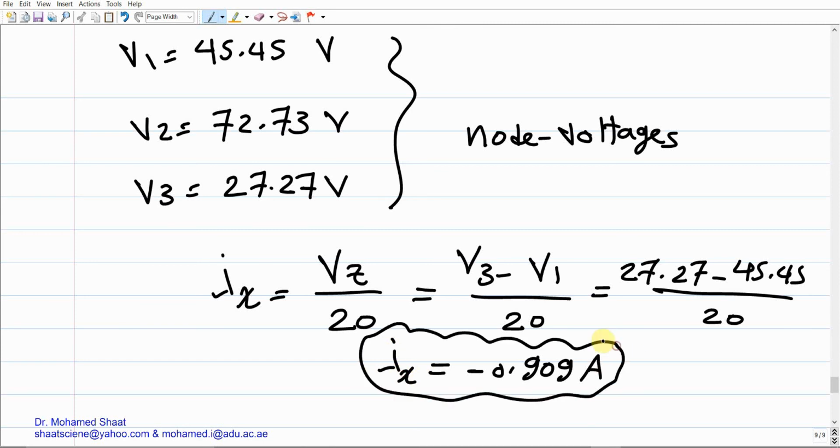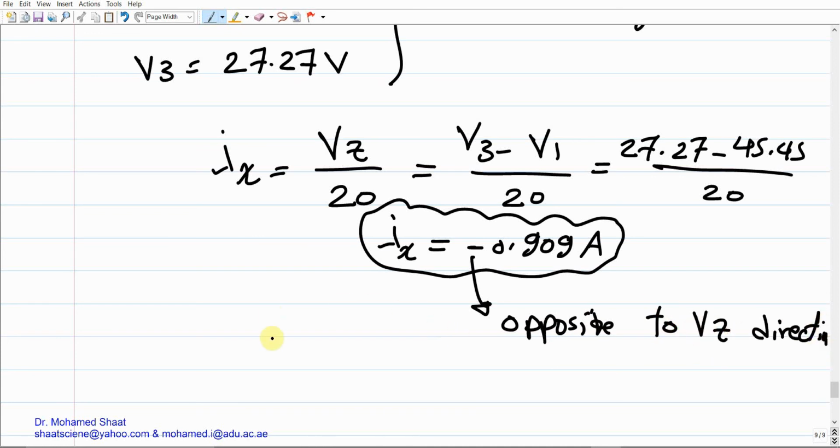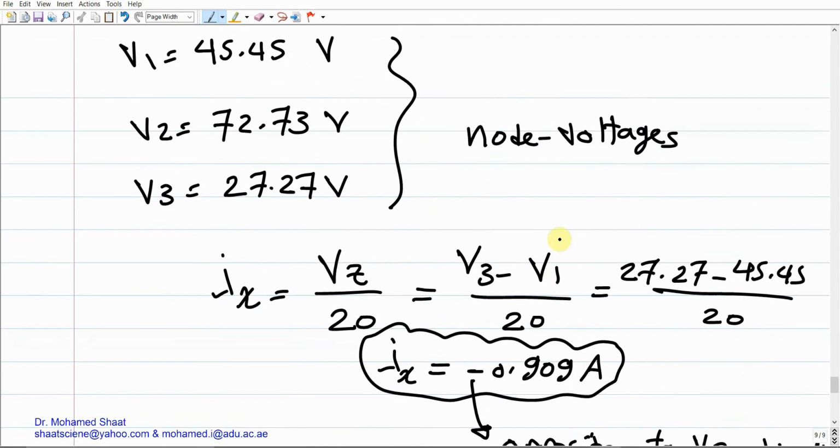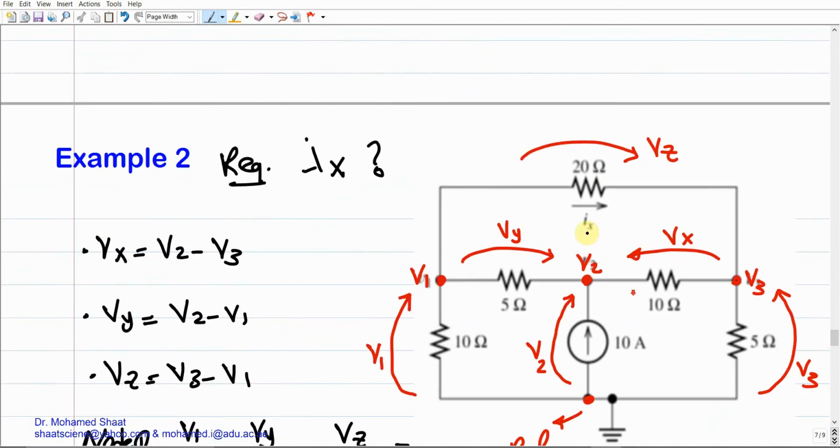So what does it mean, this negative? This negative indicates that the correct direction of the current Ix should be opposite to the Vz direction. So what does it mean? It means that the correct direction of the current Ix should go in this direction with the same value, which is the 0.09 ampere. So it should be opposite to the given direction here.